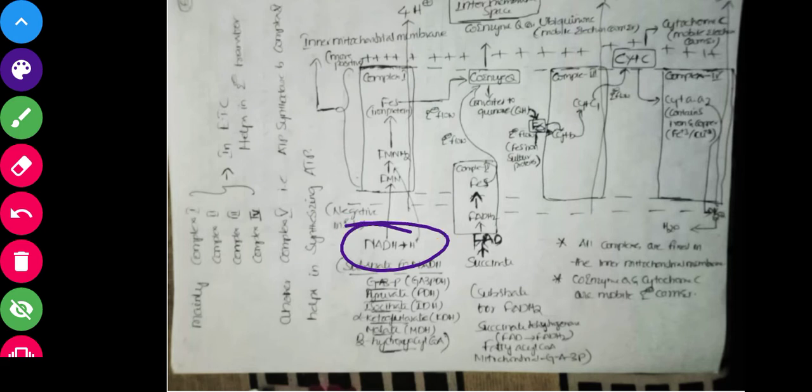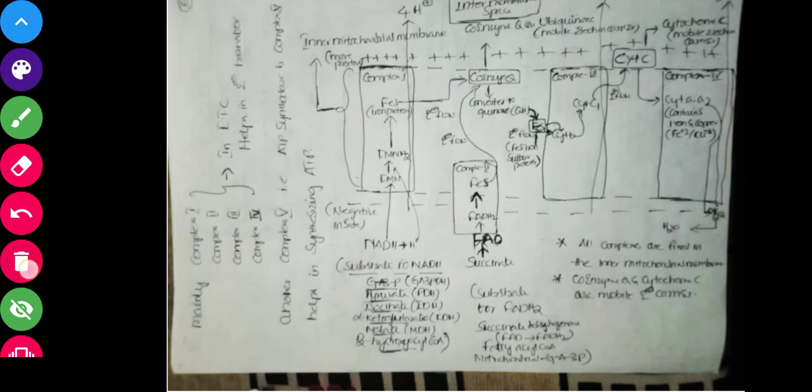After forming the NADH, it will supply the electrons to the prosthetic group in complex 1, that is FMN, flavin mononucleotide. This will form FMNH2. The electrons from the flavin mononucleotide will go to the iron sulfur proteins. From the iron sulfur proteins, they will go to the coenzyme Q.